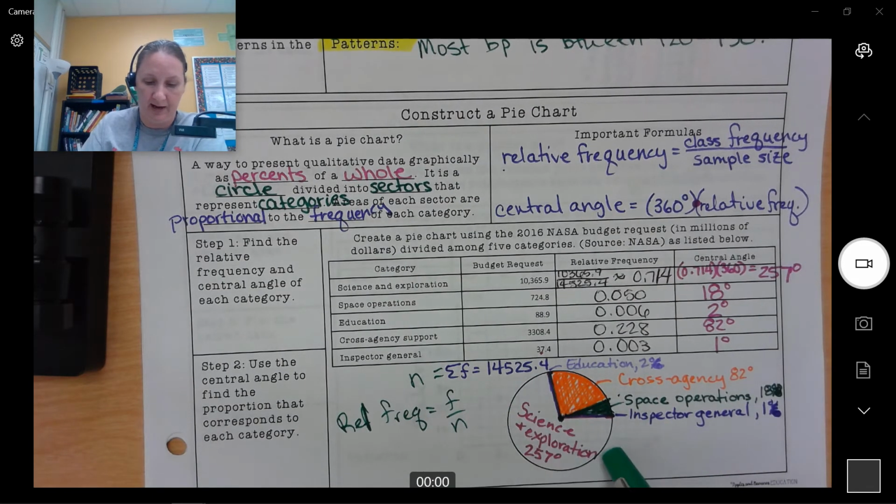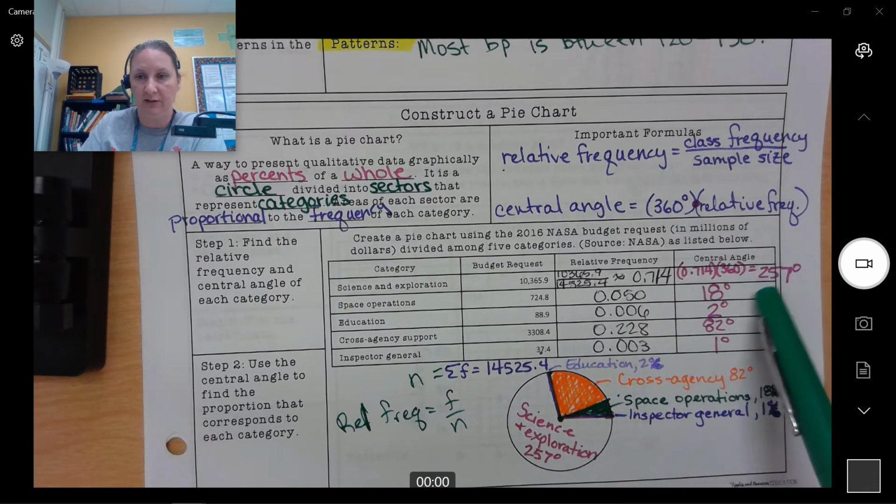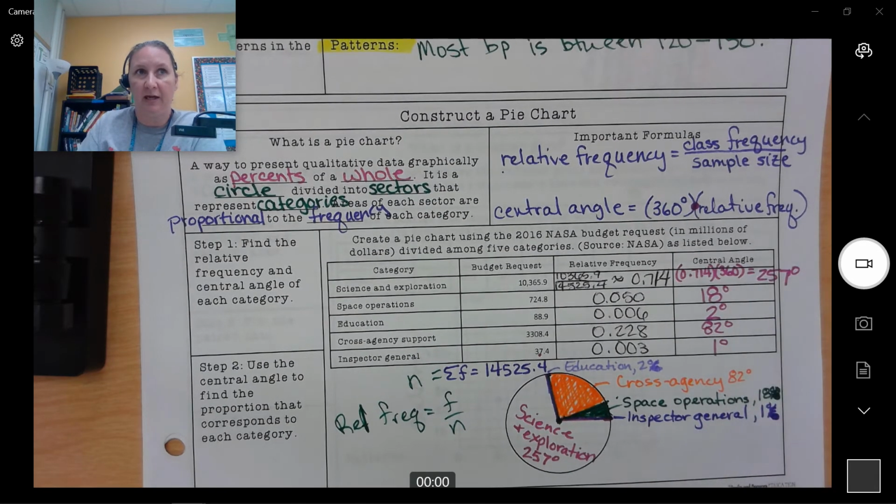250 is more than half of the graph. So you would basically draw your halfway and then go, okay, well, 180 is half, and then 240 would be 2/3 of it, or 3/4. So it's going to be quite a big chunk.